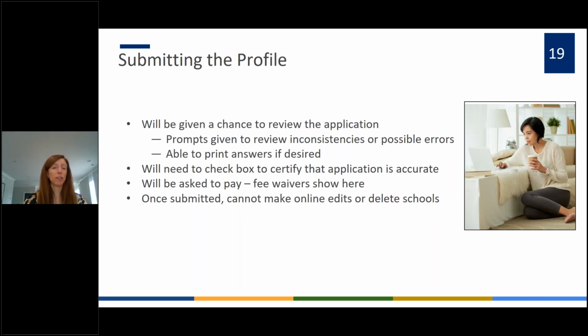So as the parent and student sit down together, they'll fill out the application, the income, the assets, the household size, and the number of students in college. Once they go through and they submit the profile, they will have the chance to review the application, and they'll be prompted if there's anything that seems inconsistent or possible errors. The application will prompt the family and ask them to look at that question again, look at their answers, and make sure their answers are accurate. You'll also have the ability as a family to print your answers if needed. So if you want to just save all your answers, you'll have the ability to do that.